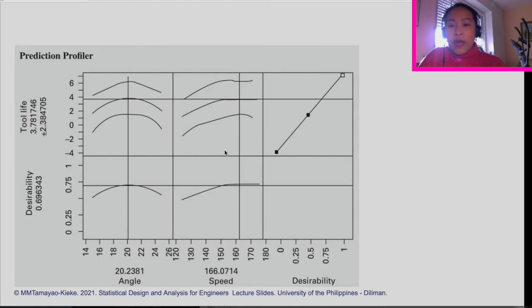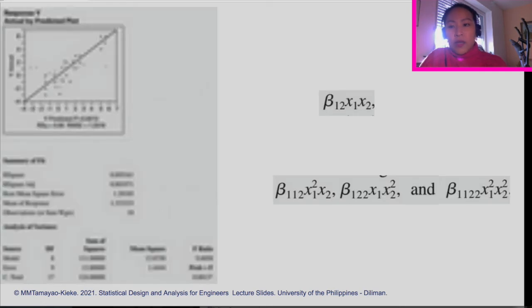Okay. And now this function in JMP, which is called the prediction profiler, is a very useful function for optimization. Now this graph shows us the optimal values for each factor corresponding to the second order model that we just investigated. This means that the optimal value for angle would be 20 degrees, that for speed would be 166, and then this provides the desirability, okay?